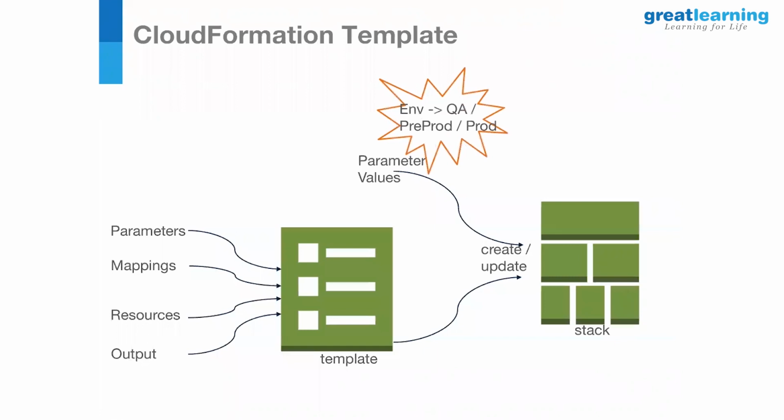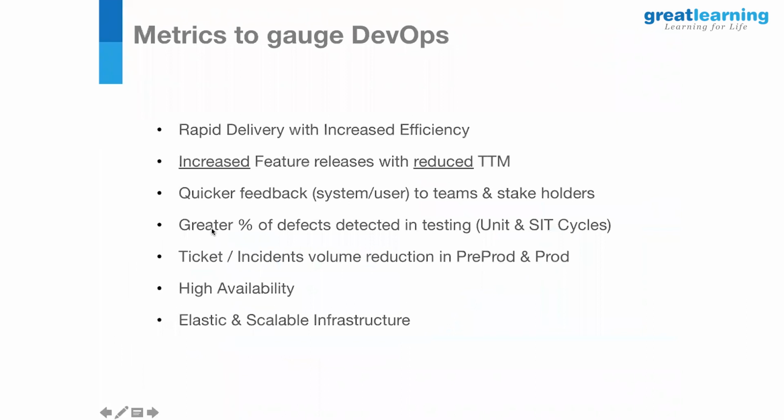So now we saw the CloudFormation template, the different workflows, right? So how do you gauge the DevOps? We saw AWS CI/CD. By implementing this code pipeline on that, we'll have to first evaluate and see what is the advantage in doing this. So how do you gauge it?